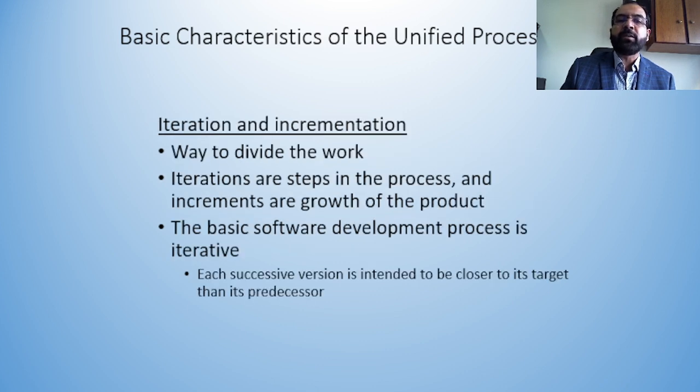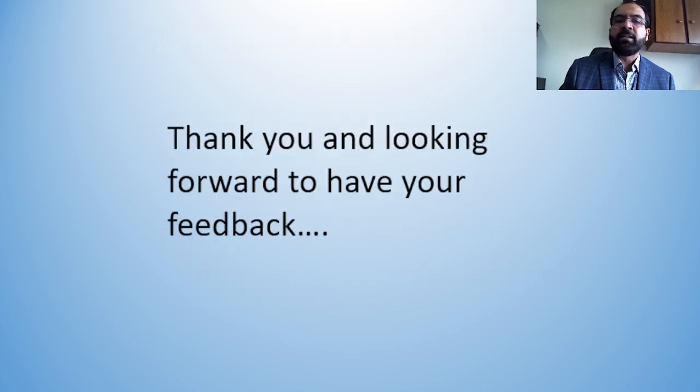Iteration and incrementation is a way to divide the work. So you see in the phases as well, there is a division of work. There are certain iterations which need to be performed. For example, as far as requirements are concerned, these requirements are taken in the first phase, but they need to be refined in the next phase as well, and even in the third phase. So it means the iterations are the steps in the process, and increments are the growth of the product. The basic software development process is iterative. Each successive version is intended to be closer to its target than its predecessor. It means it needs improvement. So every time we have a new version, we add more details, and we improve it.